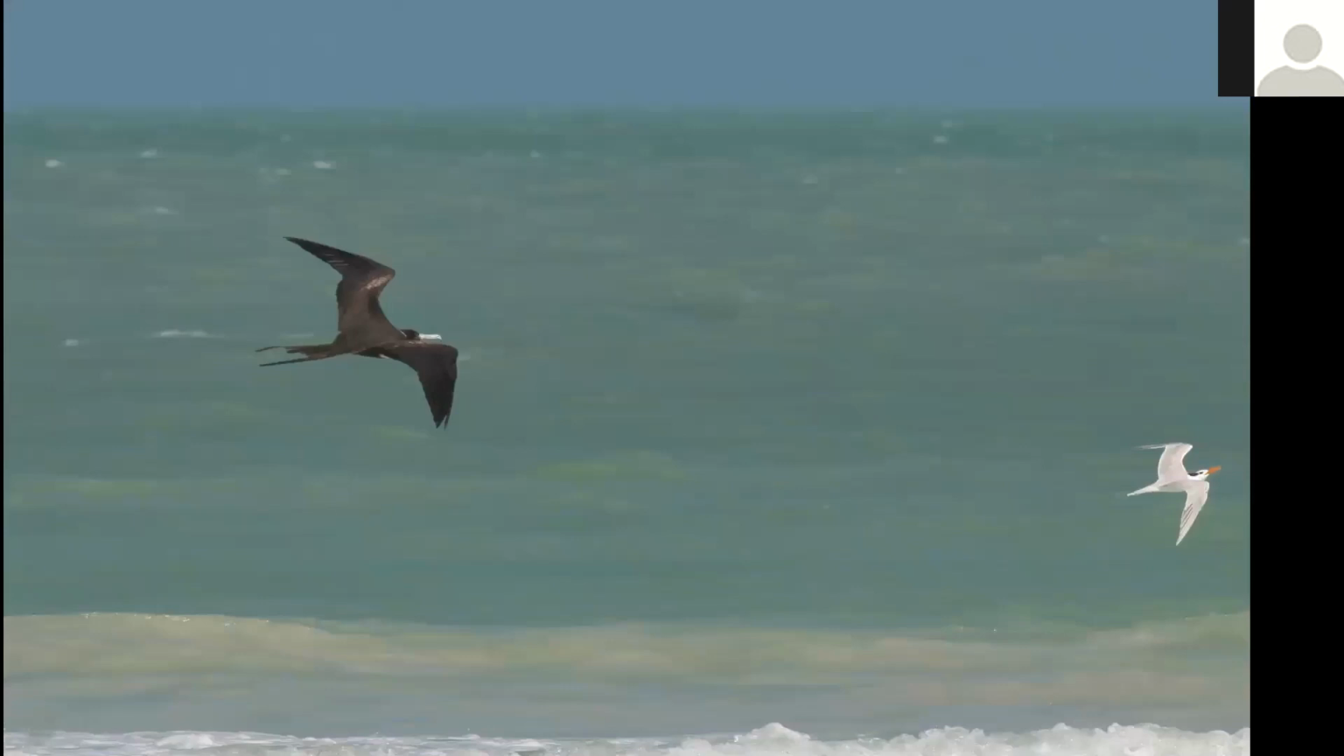Two families represented here, the frigatebirds and then the terns. The frigatebirds are pirates. So mostly they don't fish themselves. They will harass other birds, especially terns and gulls. They'll fly after them, make them drop the fish, and then they will grab them. So this was taken in the Yucatan. Here's a frigatebird chasing a royal tern.